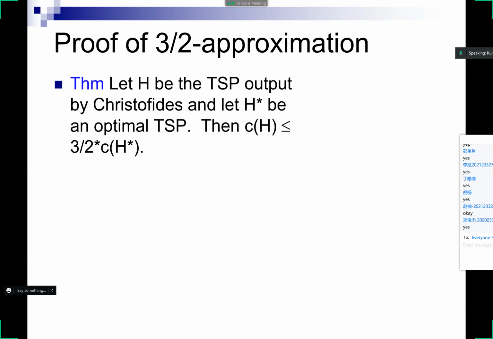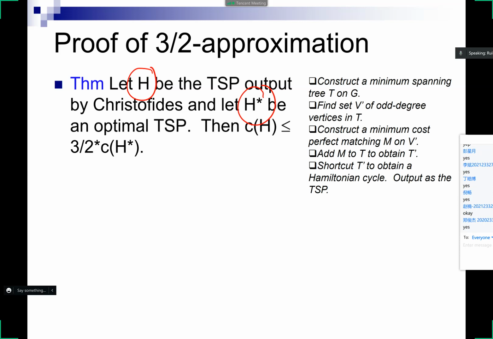Okay, so now we can prove the 3/2 approximation ratio. Let H be the TSP that we output, and let H star be the optimal TSP. So we're trying to show that our output is at most 3/2 the cost of H star.